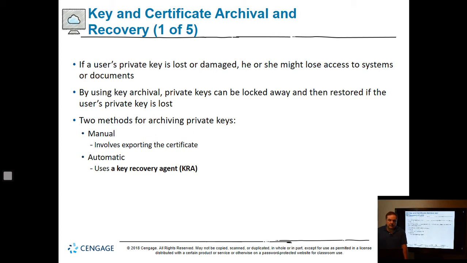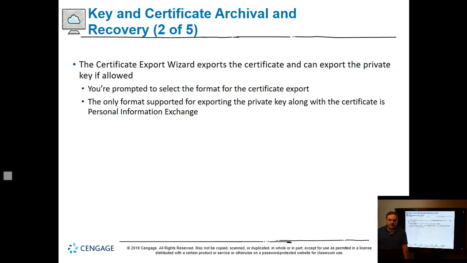So there's two methods of archiving the private keys: manual, where you export the certificate with the keys, or automatic, using a key recovery agent, which we talked about earlier in this module, where you set up a key recovery agent person ahead of time, which is a different person that also has the ability to decrypt or use the certificates.